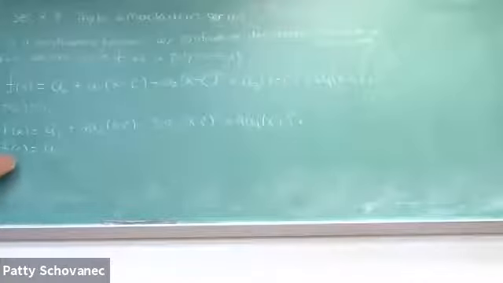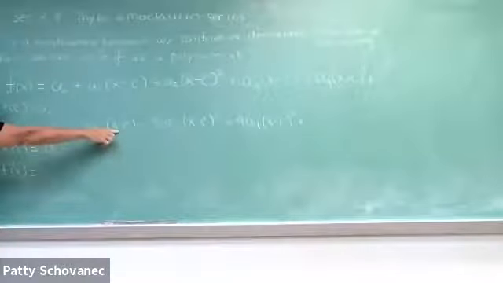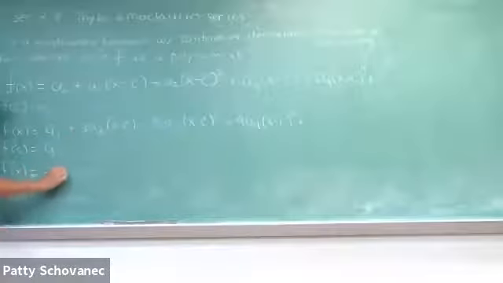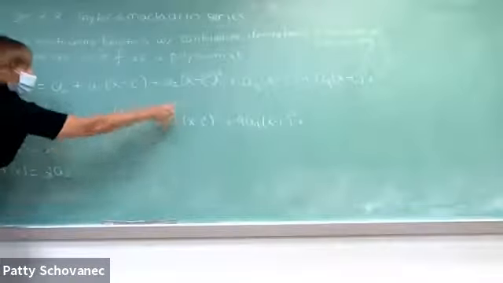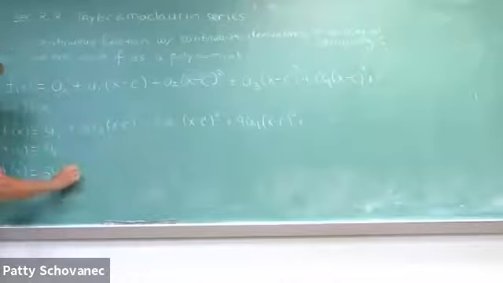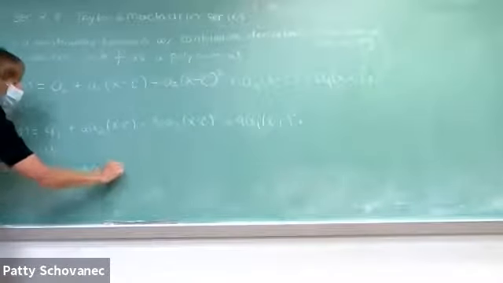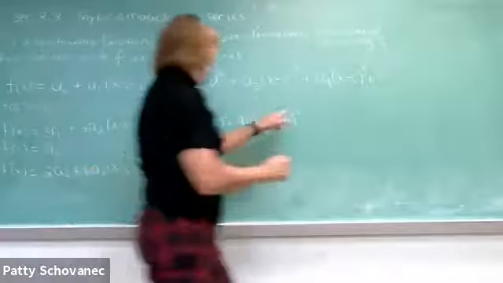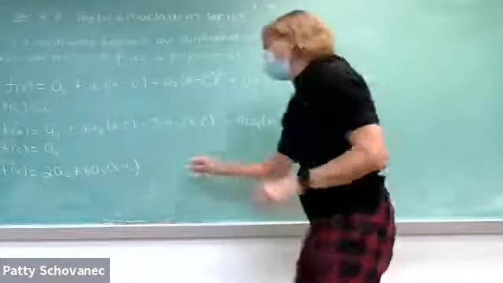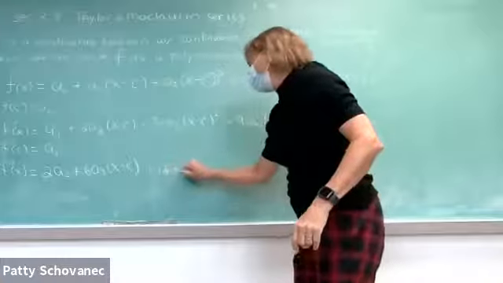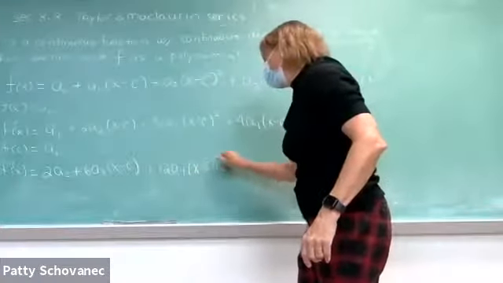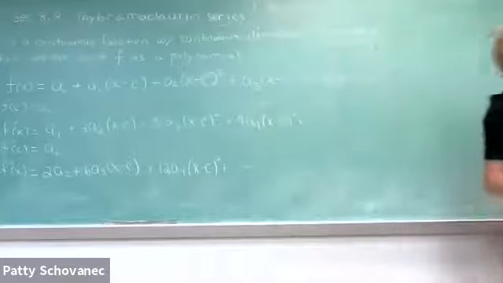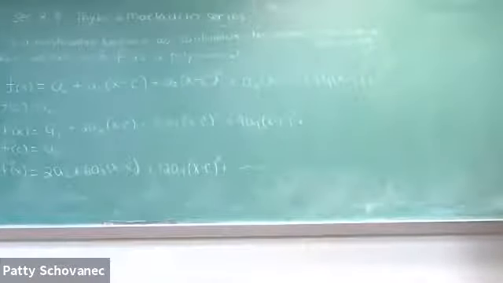So the second derivative of that is 0. The derivative of that is 1, so I get just 2a2. The derivative here gives me 6a3 times x minus c. The derivative here gives me 12a4 times x minus c squared. Plus all those other terms. So when I plug c in for x, it tells me that 2a2 is f double prime of c.